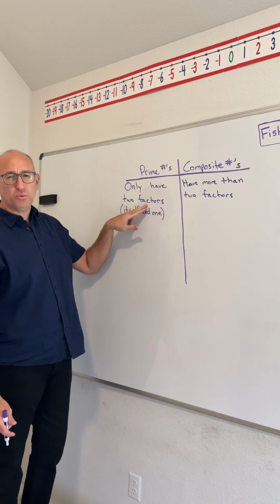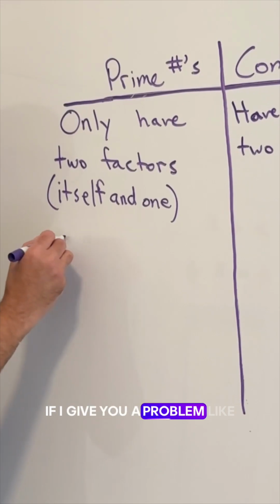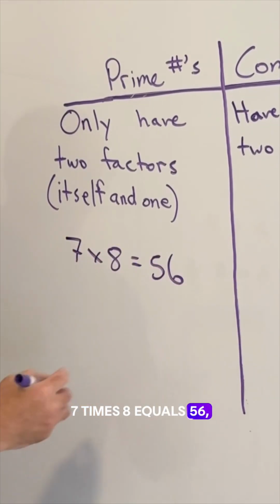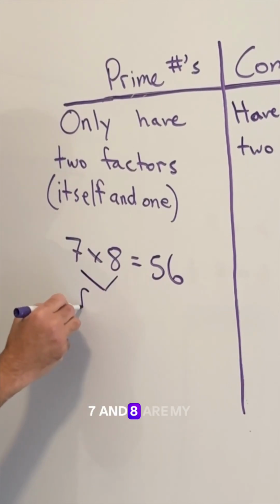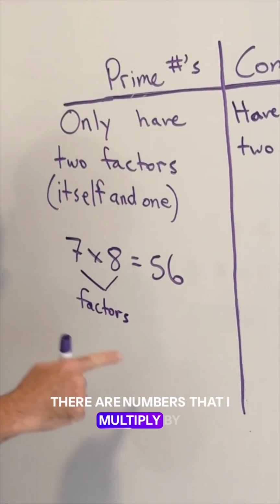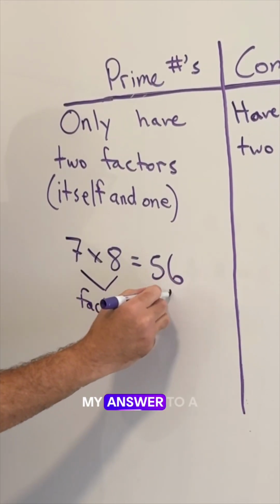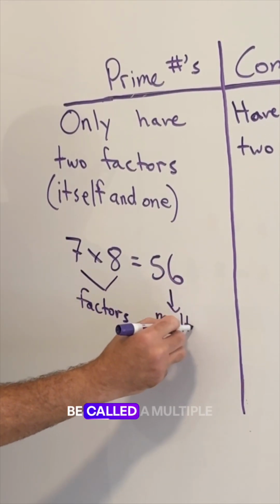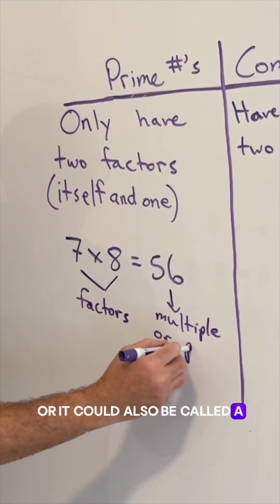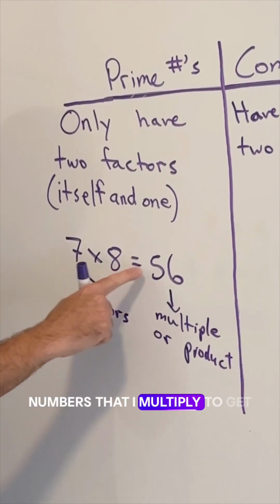Now, you might say, well, what's that word factors? Let's talk about that. If I give you a problem like this, 7 times 8 equals 56, well, 7 and 8 are my factors. They're numbers that I multiply by each other to get an answer. My answer to a multiplication problem could be called a multiple, or it could also be called a product. So those are factors, numbers that I multiply to get an answer.